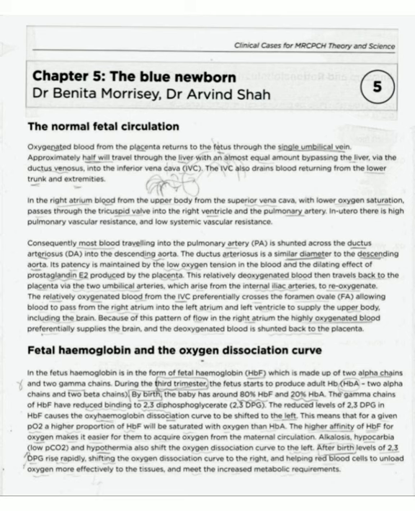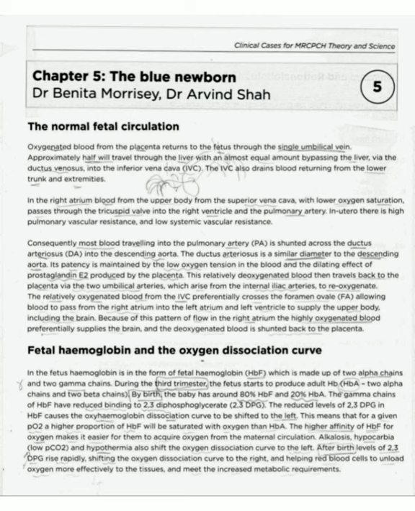Then the second paragraph. In the right atrium, blood from the upper body from the superior vena cava, with lower oxygen saturation, passes through the tricuspid valve into the right ventricle and pulmonary artery. In utero, there is high pulmonary vascular resistance and low systemic vascular resistance.